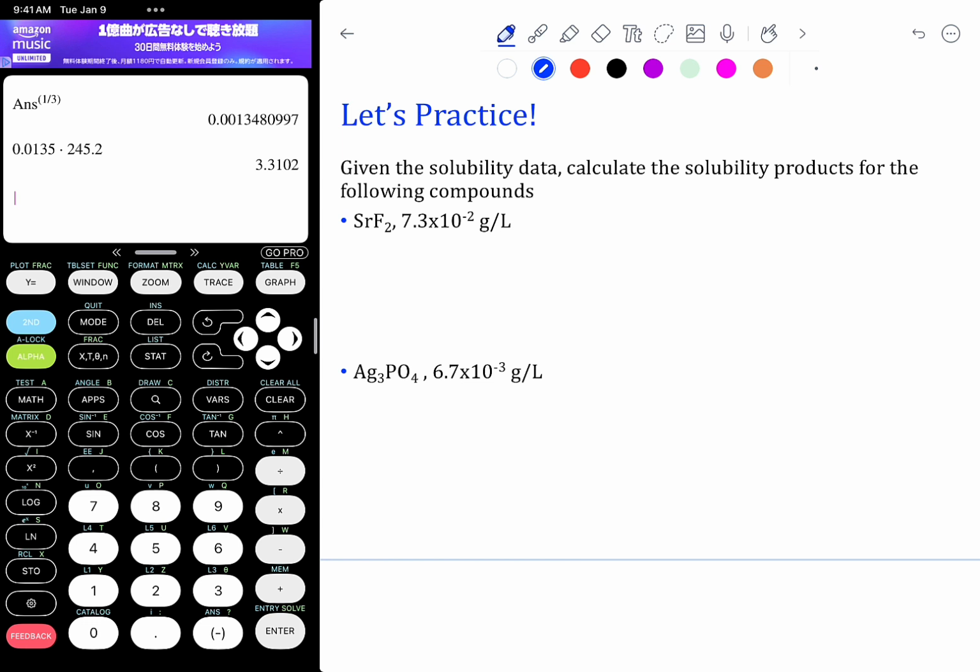But here we're given solubility in grams per liter. So again, we're going to have to use our molar mass to convert from grams per liter to moles per liter. So that's going to be our first step in this problem.